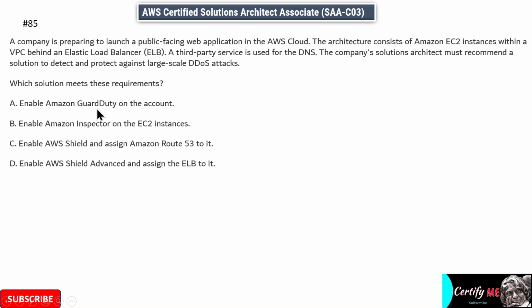Option A. Enable Amazon GuardDuty on the account. Option B. Enable Amazon Inspector on the EC2 instances. Option C. Enable AWS Shield and assign Amazon Route 53 to it. Option D. Enable AWS Shield Advanced and assign the ELB to it.